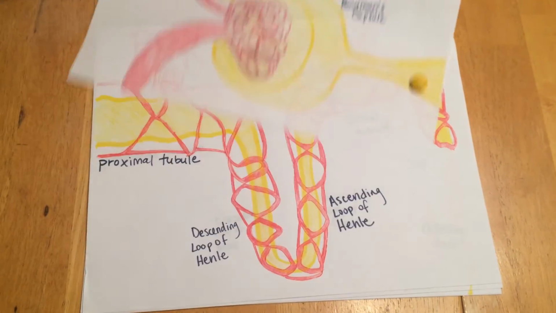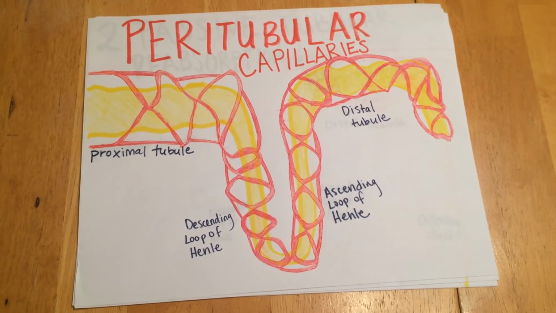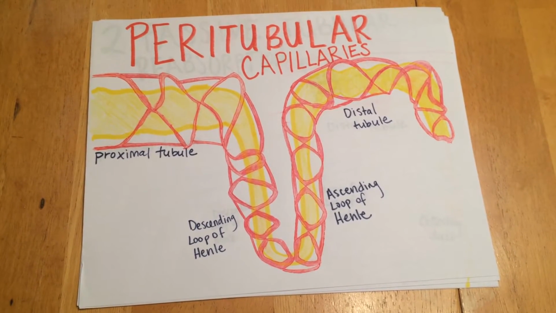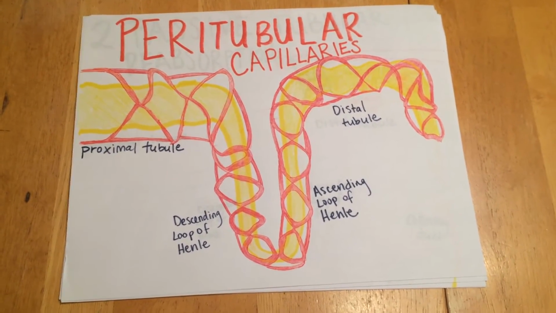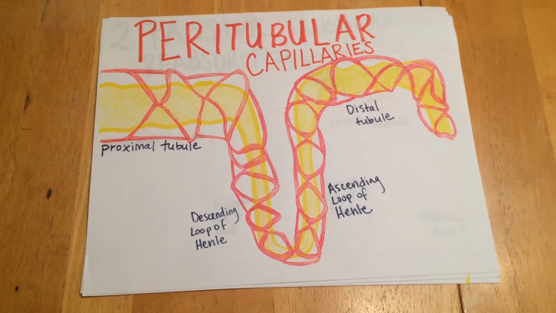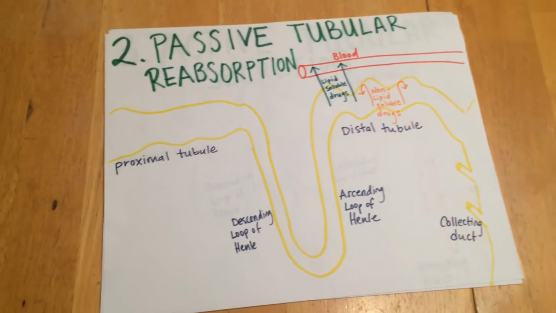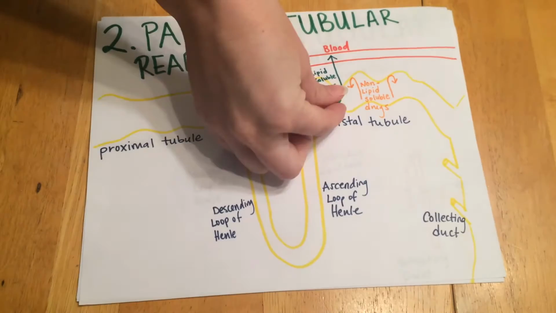The next process we are going to talk about is passive tubular reabsorption. To help you understand this, here is a visual of the peritubular capillaries that follow the entire nephron. These capillaries are how reabsorption of drugs to the blood and secretion of drugs from the blood can occur in the nephron. Now we're going to show the nephron without the peritubular capillaries to give a better picture.